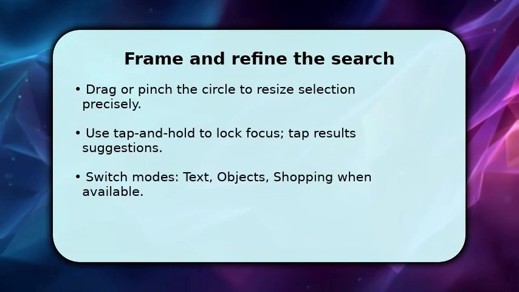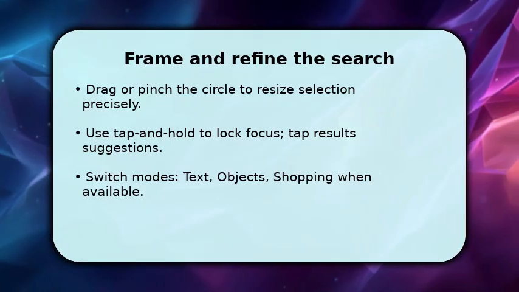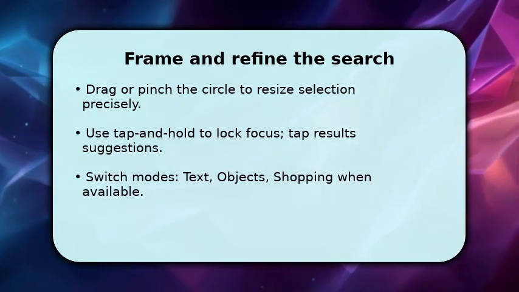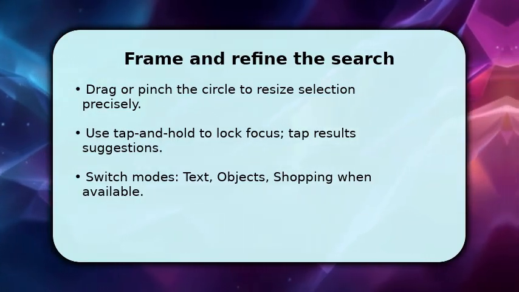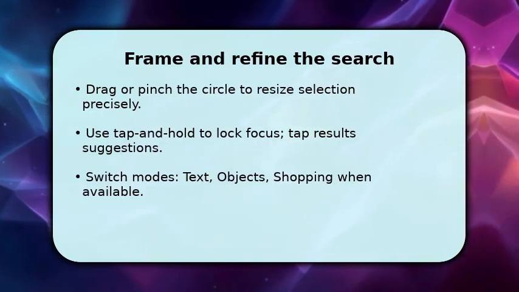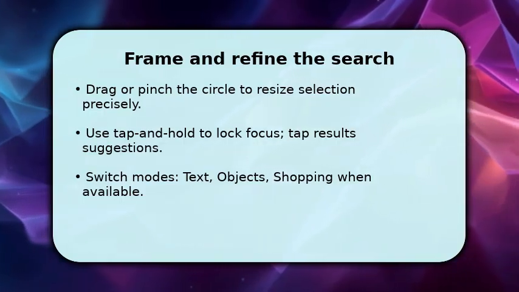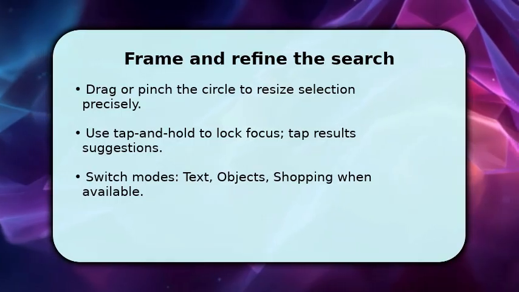Once the circular selector is visible, drag its edge or pinch to resize so it tightly frames the subject. This improves accuracy. Make sure to tap and hold if you need to lock focus before capture. Then press the search button and watch the results populate.